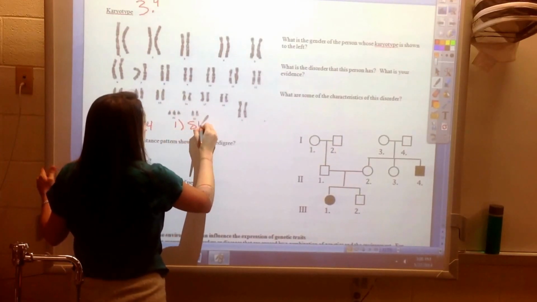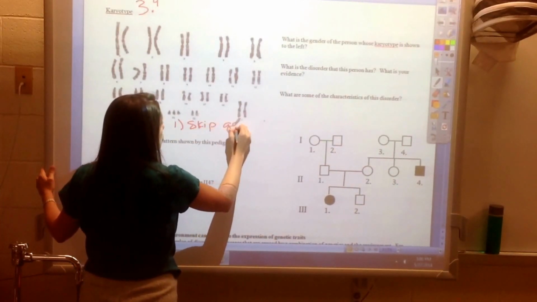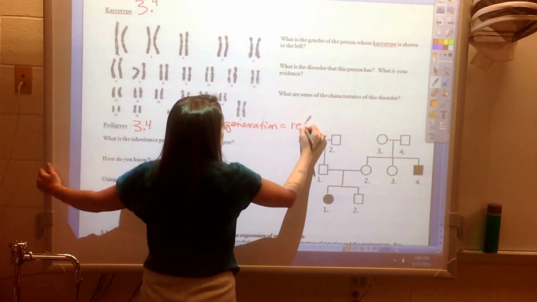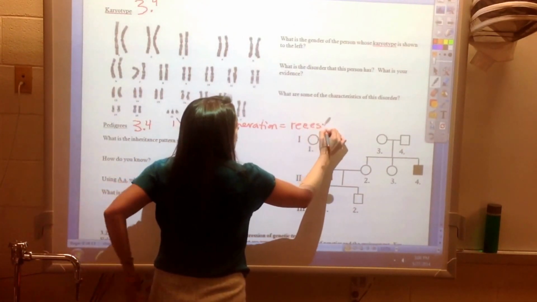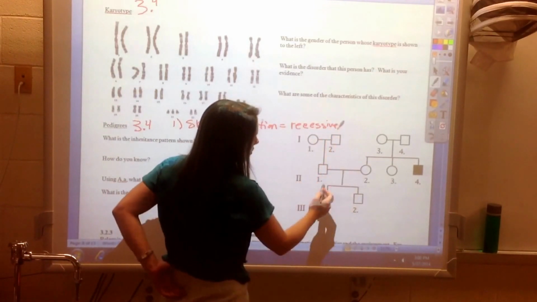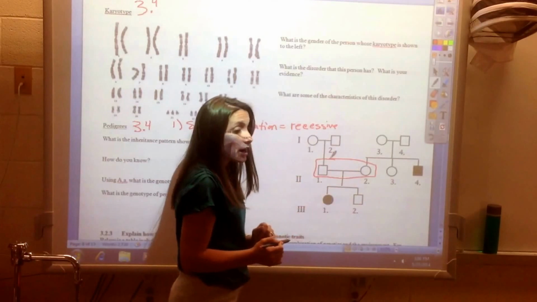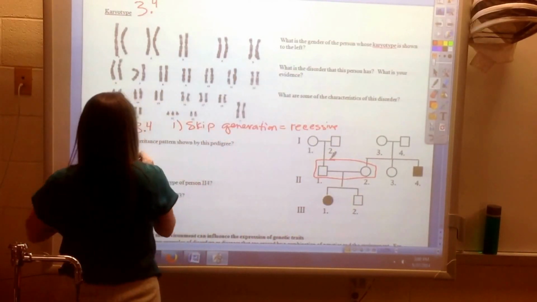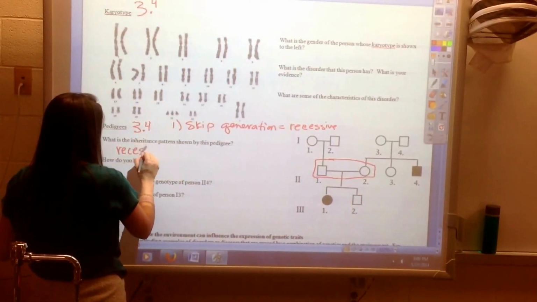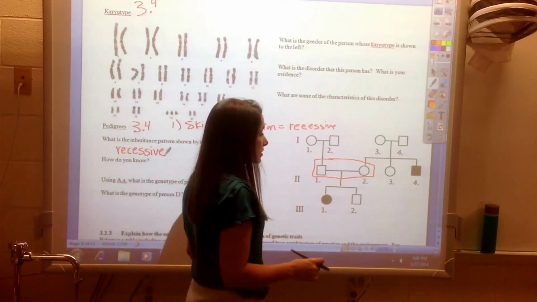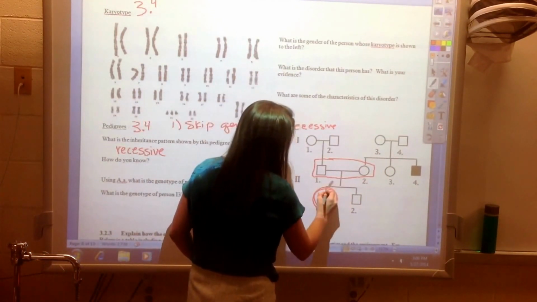Number 1, does it skip a generation? If it does, it is recessive. So remember, in pedigrees, here we have 2 parents that don't have it, but their child does. This means that it is recessive. However, when we look at this, we also see a daughter who has it.